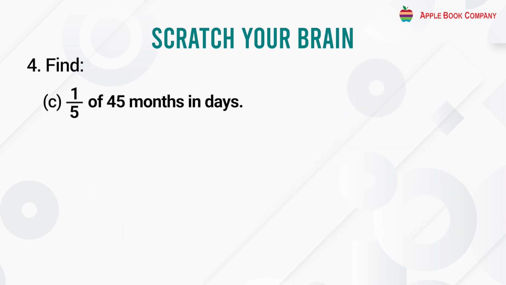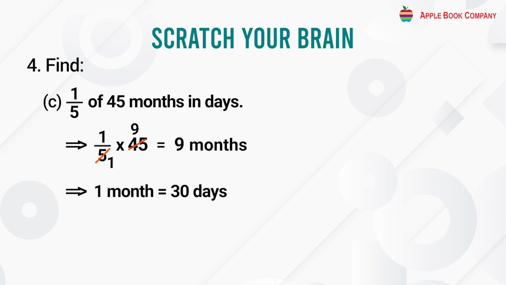C. 1 by 5 of 45 months in days. So 1 by 5 of 45 months becomes 9 months. Now convert 9 months into days. Each month has 30 days. So 30 into 9 becomes 270 days.